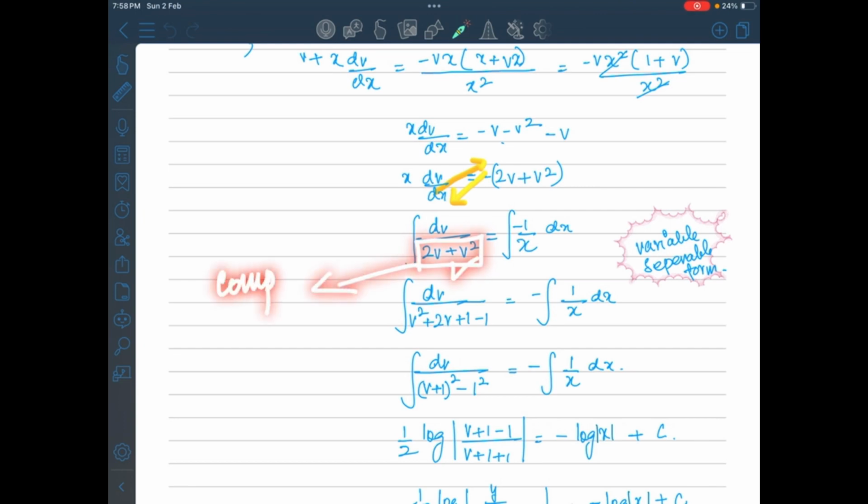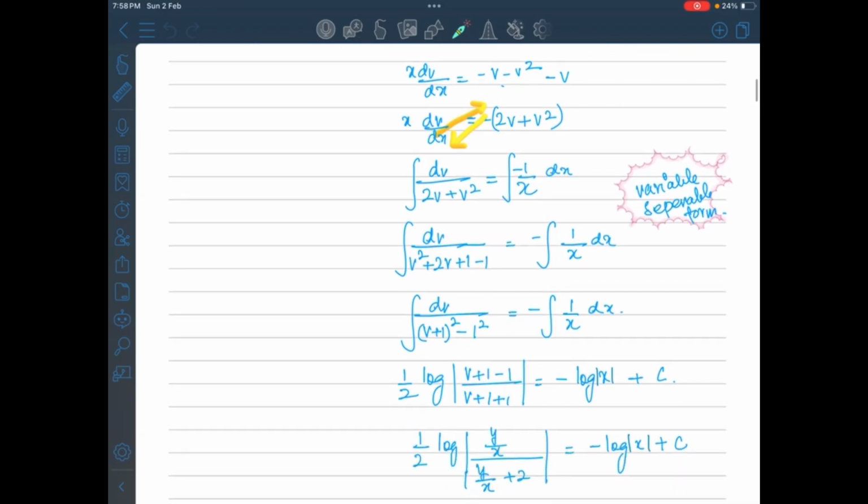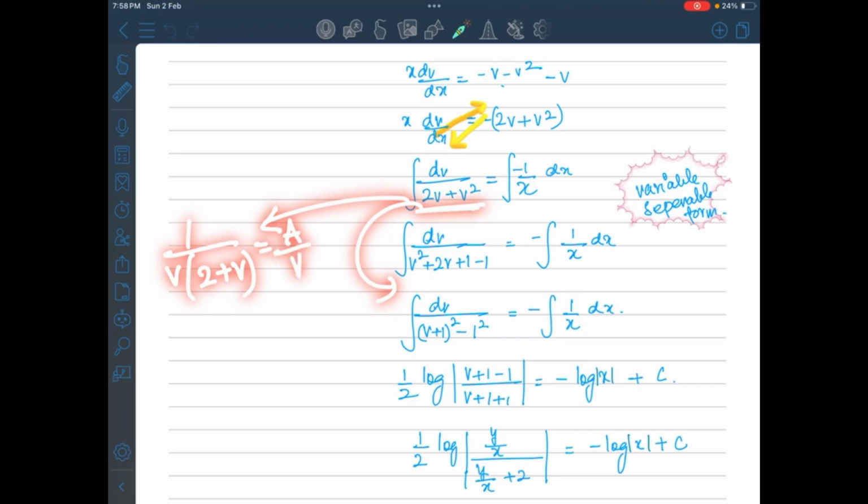If you want, you can do completing the square, or you can do partial fraction. So what you are supposed to do is, you just take v common, you will get 2 plus v. And then you can write this as a by v plus b by 2 plus v. And then I hope all of you know how to integrate further.